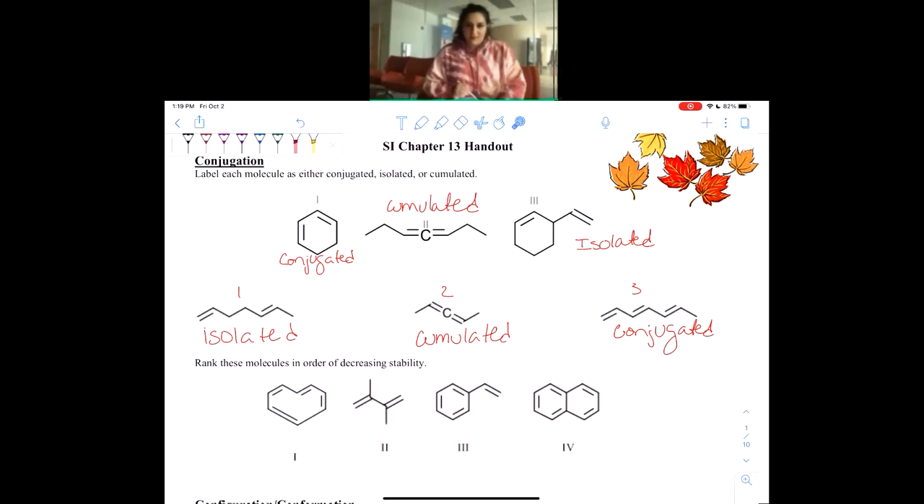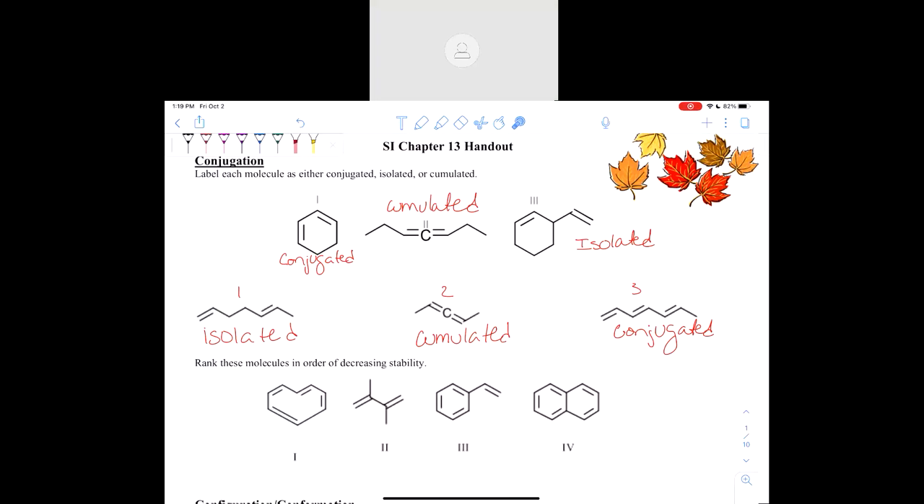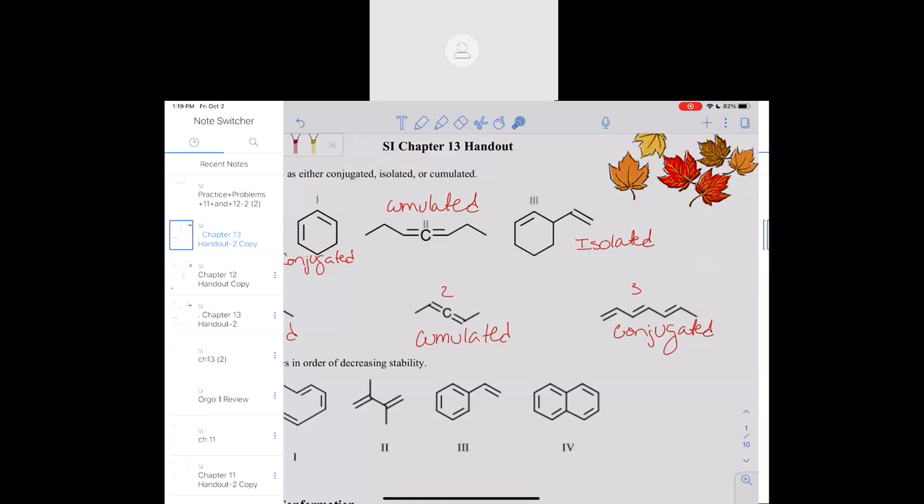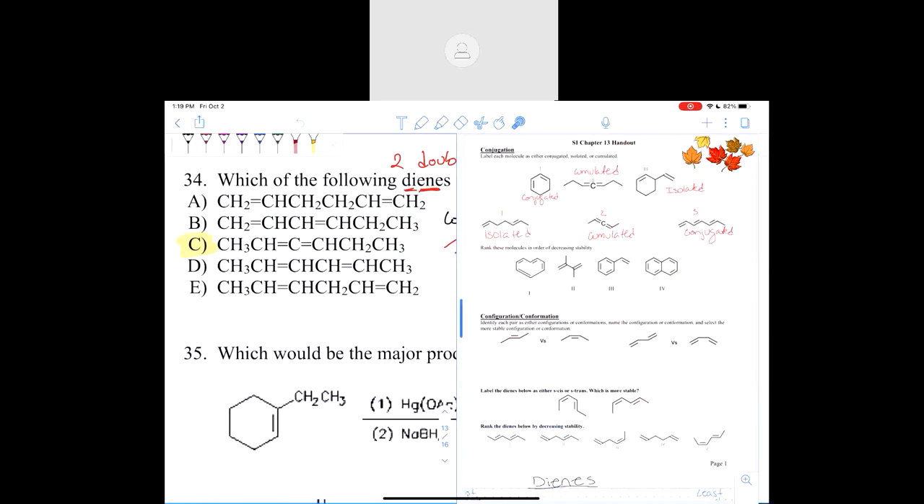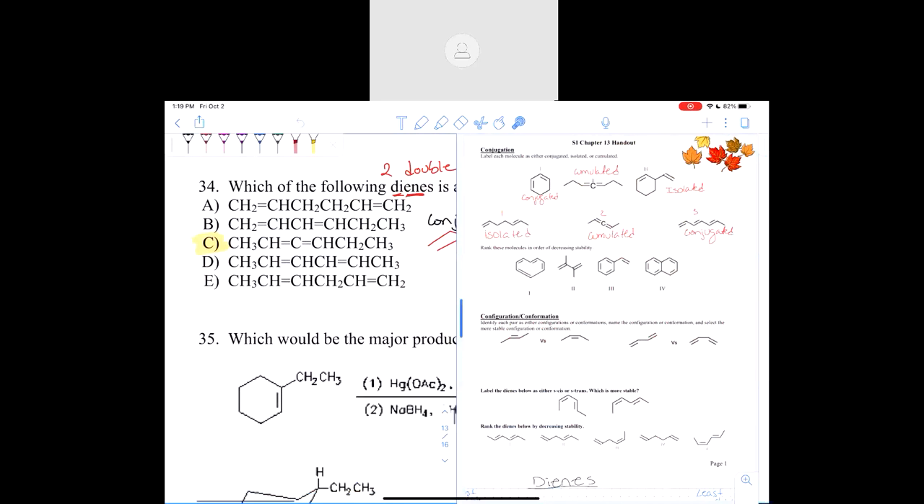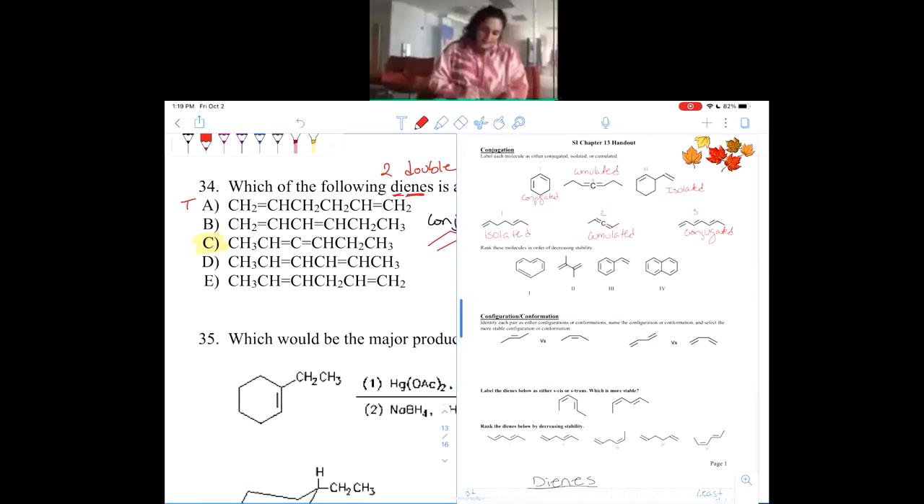Excuse me, what did you say about D again? And you said it was conjugated? Or no, it's not. I'm sorry, which one are you talking about? I'm talking about D on the multiple choice. Was that not conjugated or was it conjugated? It is conjugated, so I'll write it here. Isolated, conjugated, cumulated, conjugated, isolated. I hope that makes it a little bit more clear.